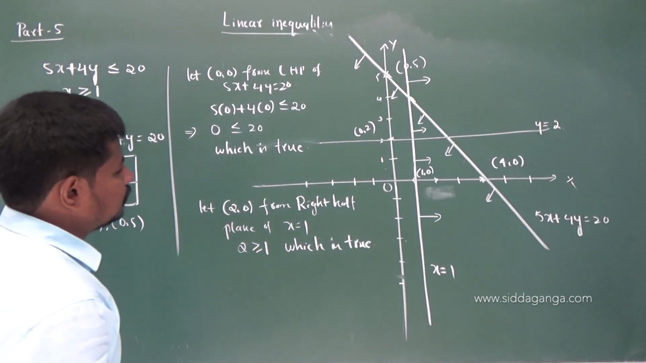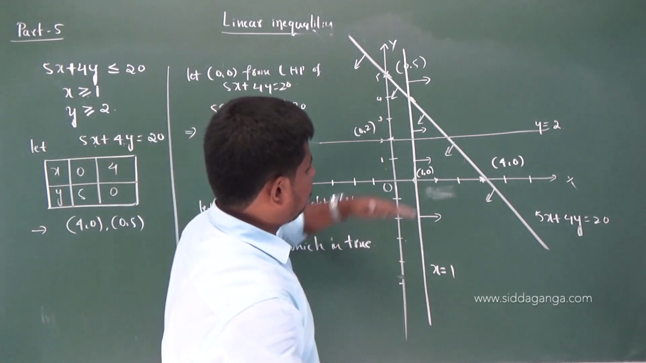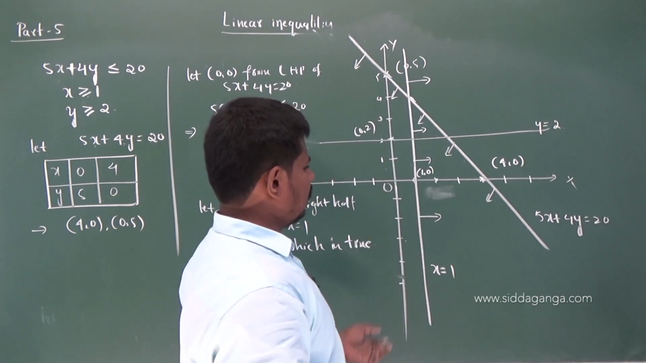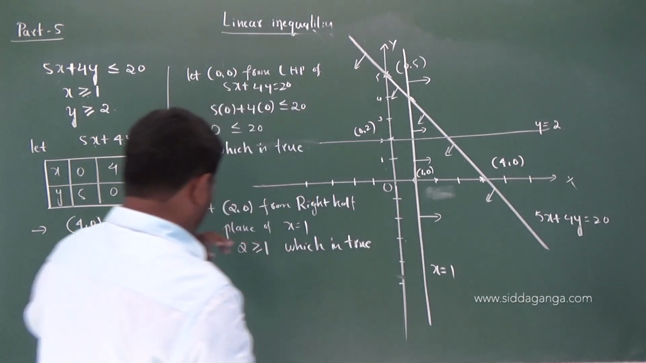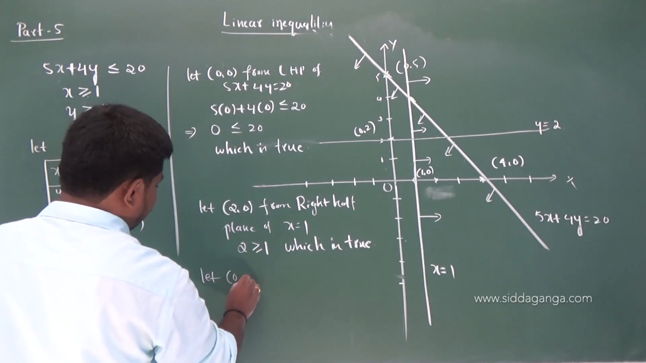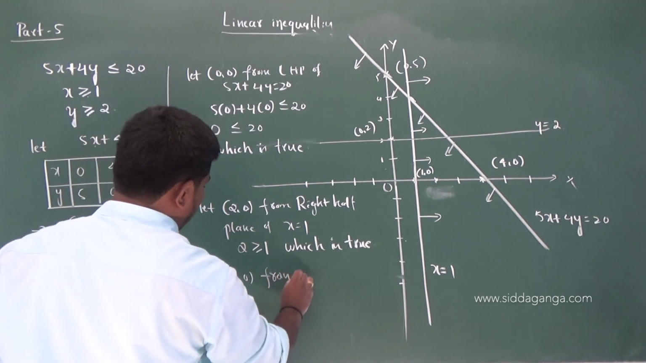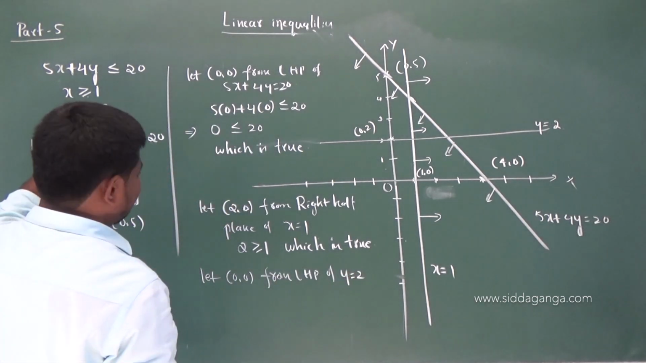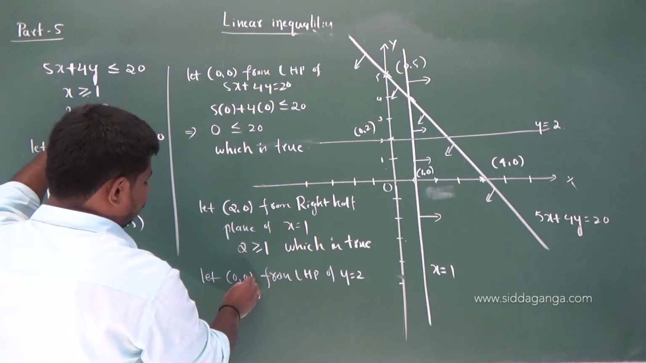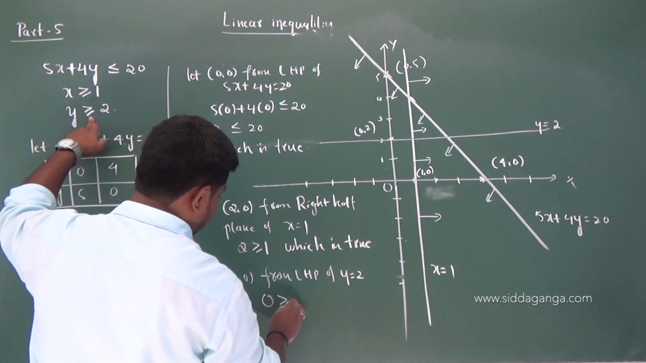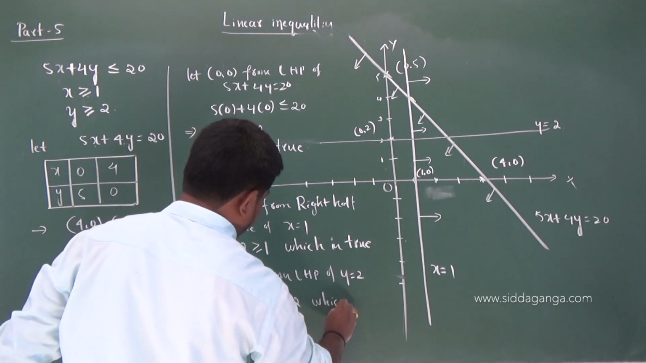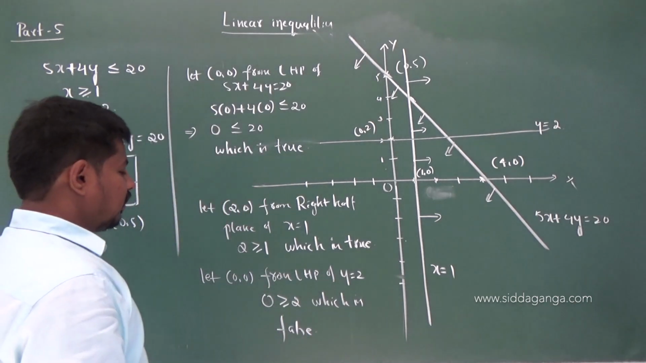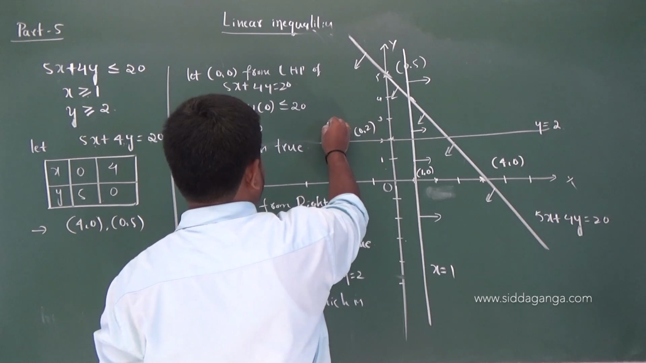Again, for y is greater than or equal to 2. y is equal to 2 is a line that divides the plane into an upper half plane and a lower half plane. Take any point from any plane. So let us take 0, 0 from the lower half plane of y is equal to 2. Substitute in the given inequality y is greater than or equal to 2. The x quantity is 0, the y quantity is 0. 0 is greater than or equal to 2, which is false. Hence the solution region is the upper half plane.